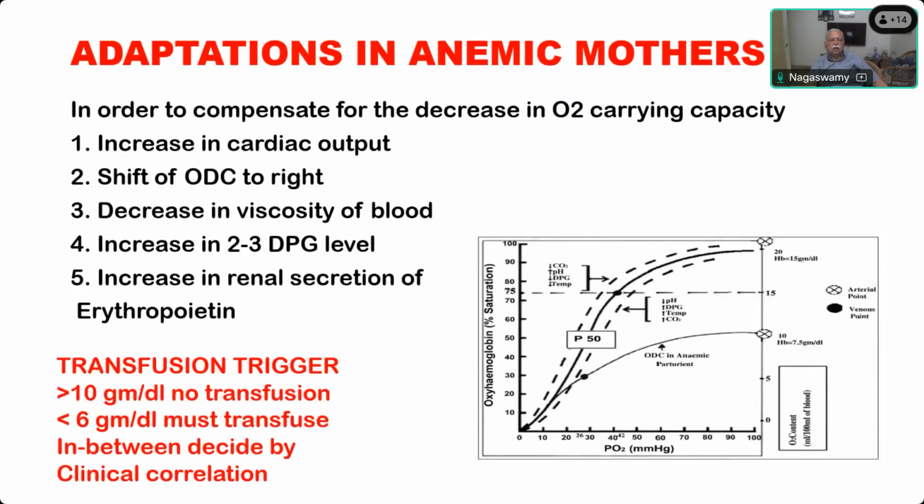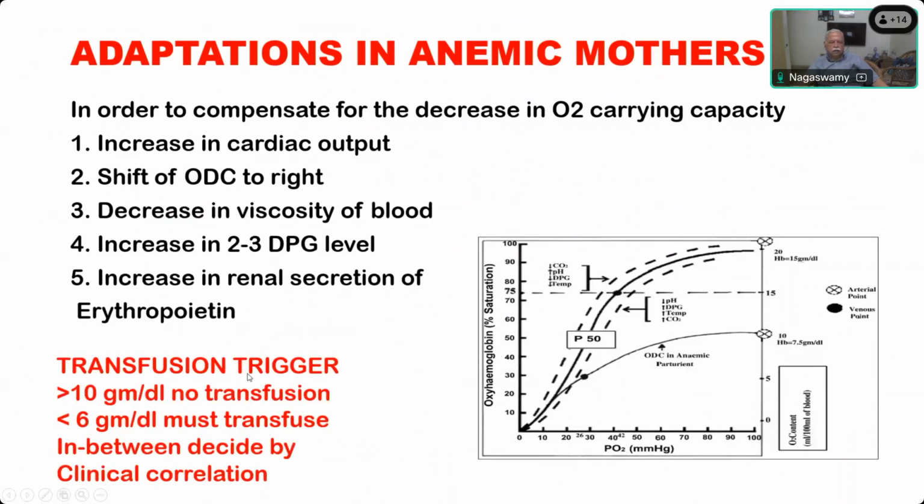all these things are happening in all patients, not only in anemia in pregnancy, but it will happen in all anemic patients. There will be an increase in the secondary response after the initial response of extraction of oxygen, ODC curve shift and increased capillary flow. These are all the cardiac compensations that happen: increased cardiac output, decreased viscosity, increase in 2,3 DPG, erythropoietin.